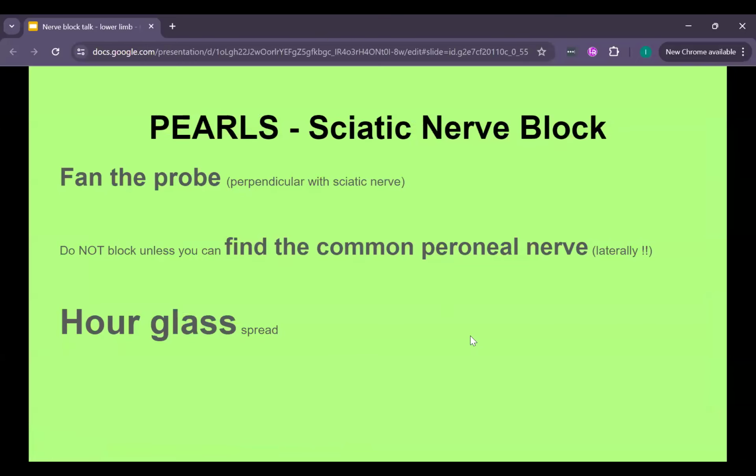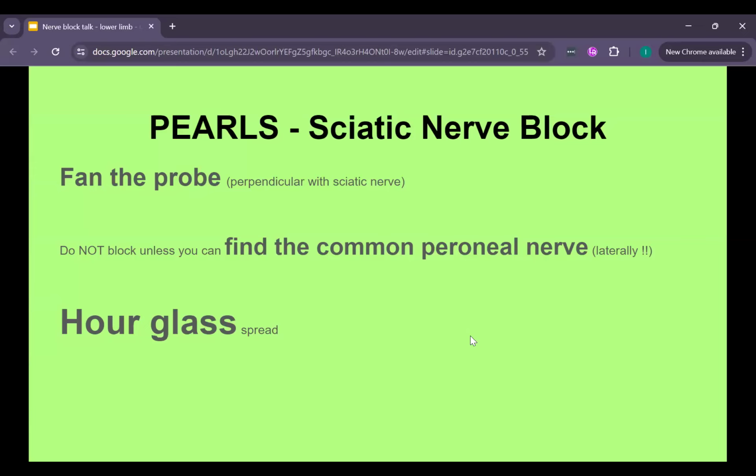All right, so the biggest tips for the sciatic nerve block. The first one will be fanning or tilting the probe to really highlight the nerve structures. So you really want to get that ultrasound beam perpendicular with the sciatic nerve. This is just going to be a bit of trial and error. Whenever you think you've got an okay view of the nerve, just tilt it ever so slightly towards the head or towards the feet, and really try and make that nerve stand out. That'll be a huge step in favor of success.